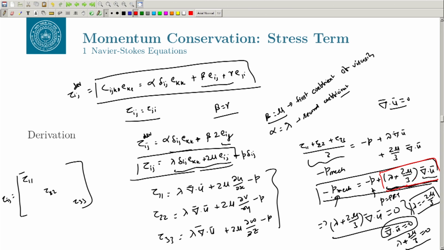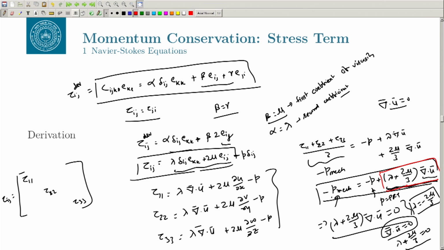The molecules start to dissociate, you will have ion formation, and in those cases you cannot use this relation of lambda equal to minus 2 mu by 3, and you have to basically look for the variation of the bulk viscosity. That is mostly in the situation where you have hypersonic flows, and that is why you have to do special treatment of the bulk viscosity.